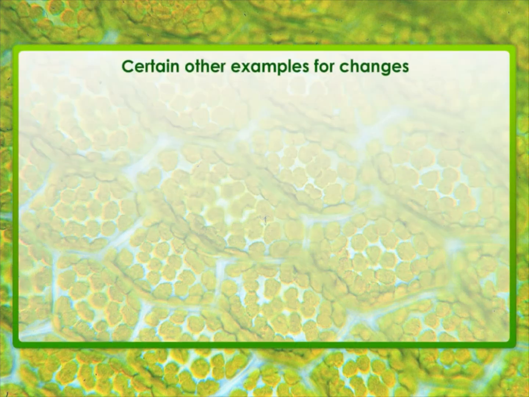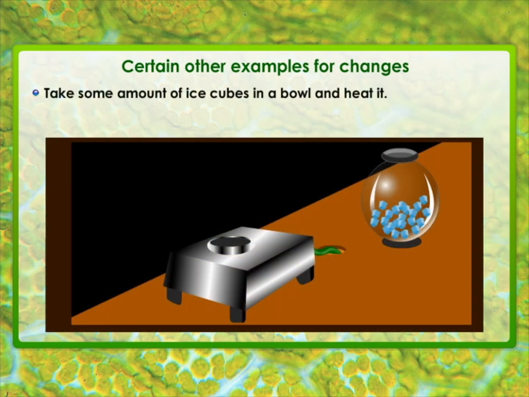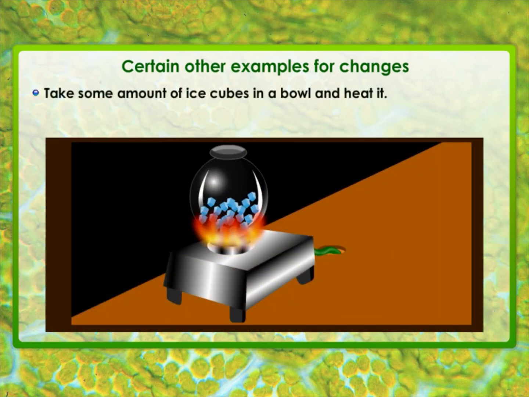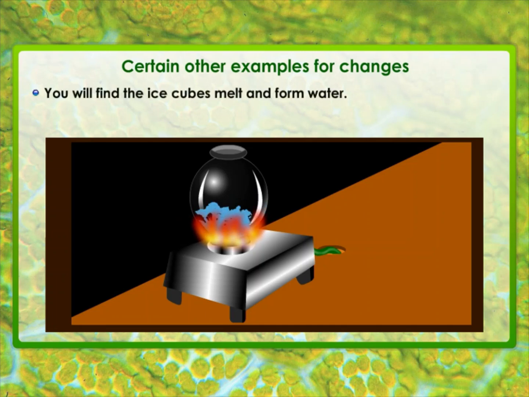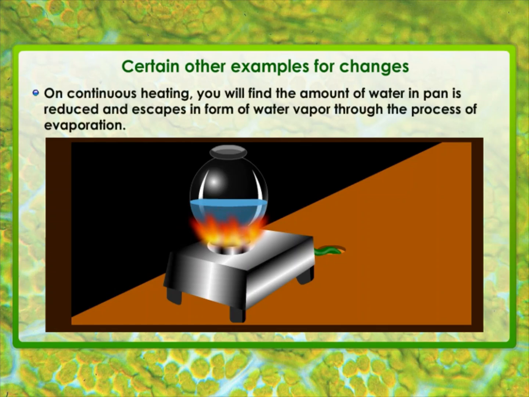Let us see certain other examples of changes. Take some amount of ice cubes in a bowl and heat it. You will find the ice cubes melt and form water. On continuous heating, you will find the amount of water in the pan is reduced and escapes in the form of water vapor through the process of evaporation.